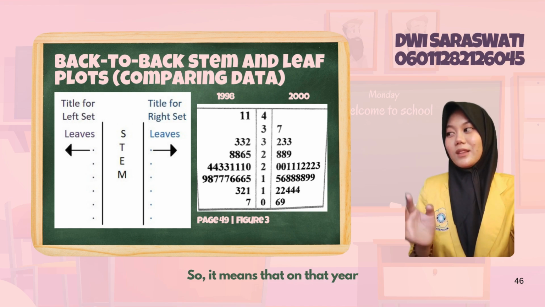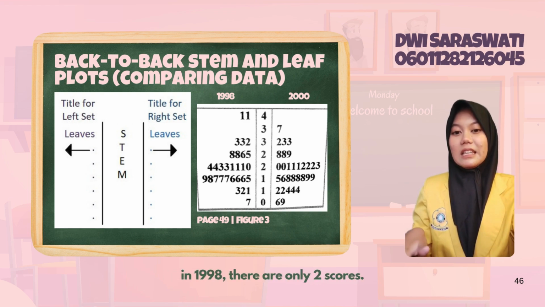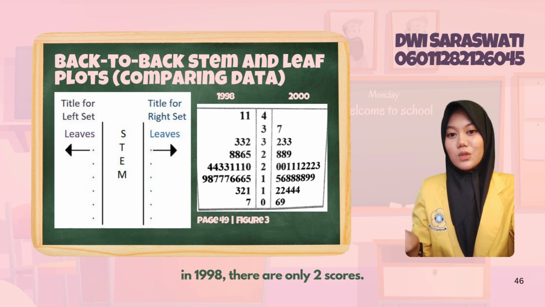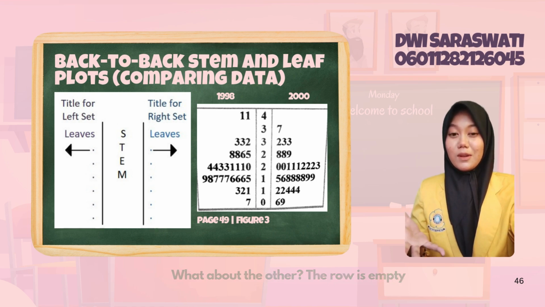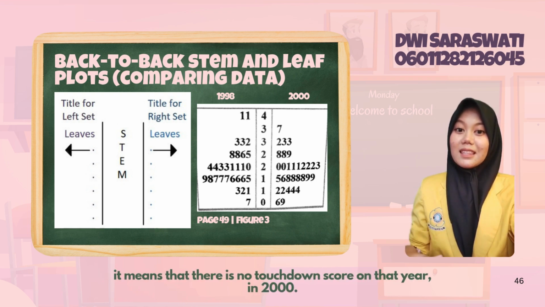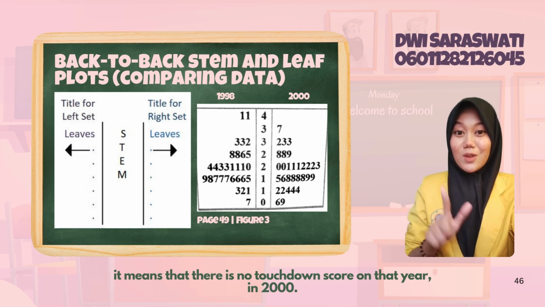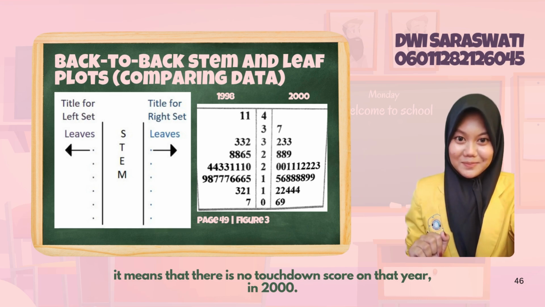So it means that in the year 1998 there are only two scores. What about the others? The row is empty. What does it mean? It means that there is no touchdown score in the year 2000.